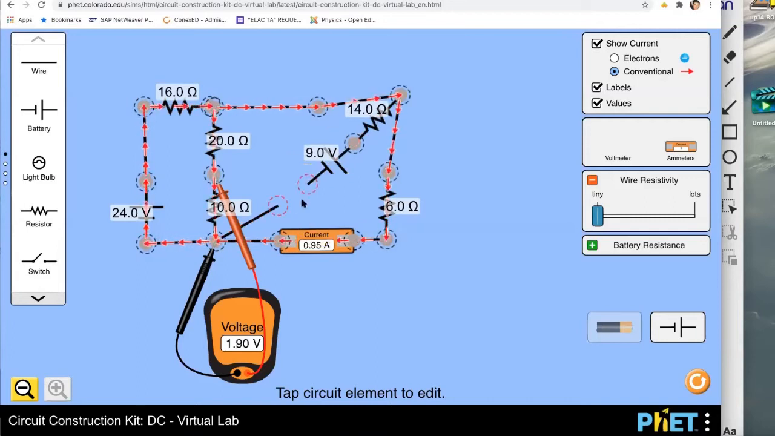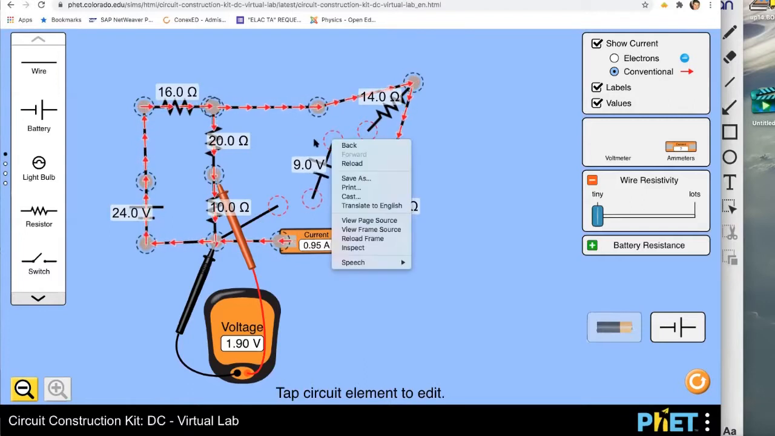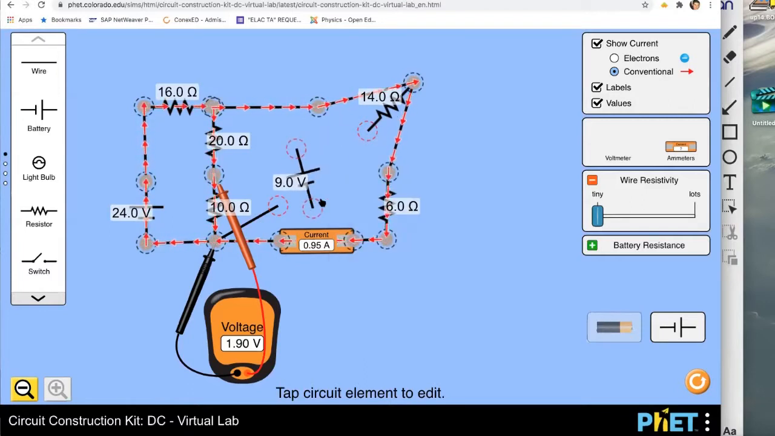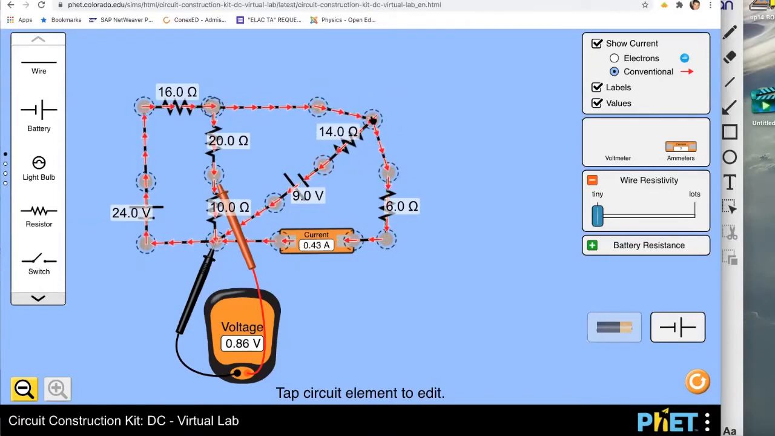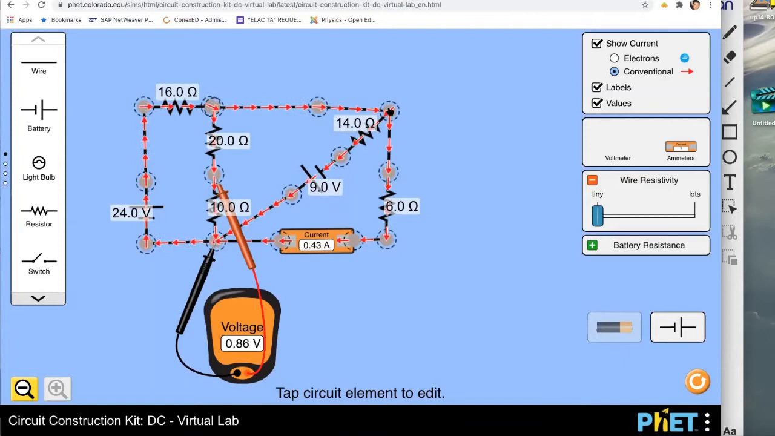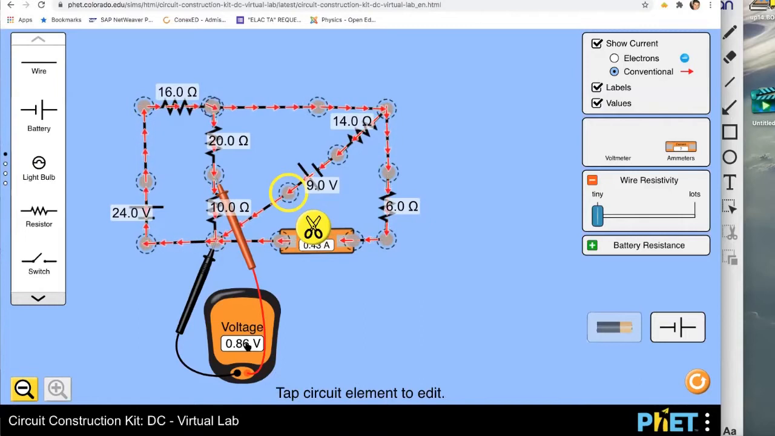If I put the battery like this, switch the order, is the answer going to change? Oops. Oh yeah, it changes a lot, right? Now it's going to be 0.43 amps, right? Versus, and then the voltage is 0.86, right? So we could even write that down.